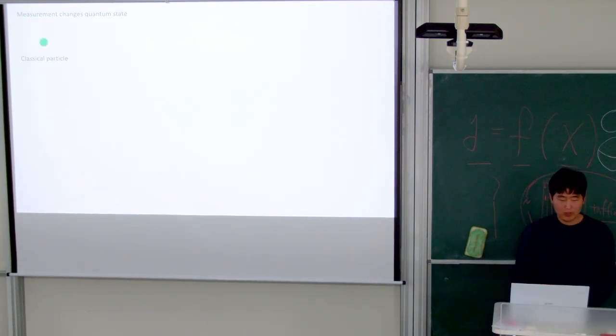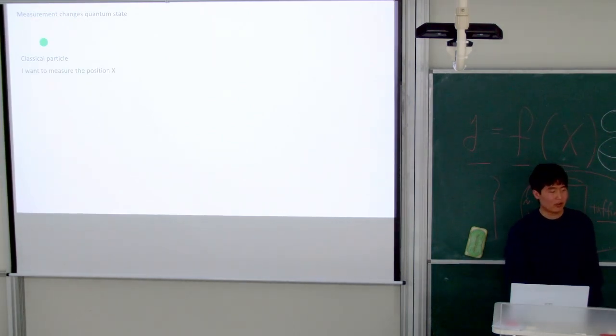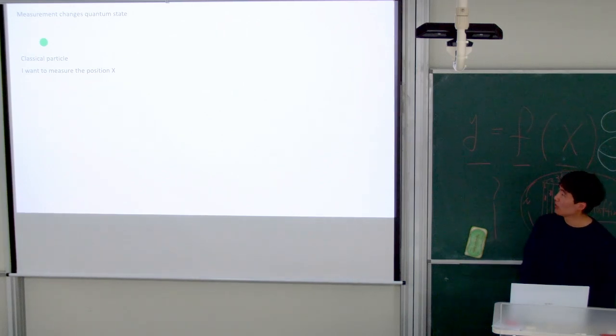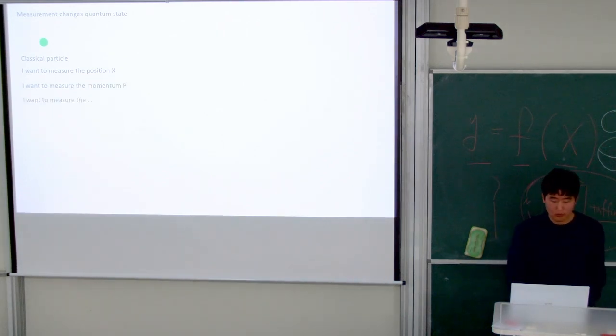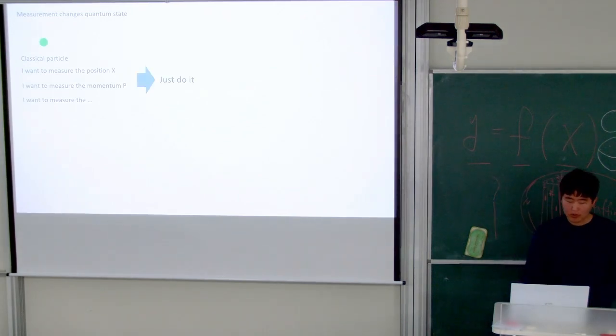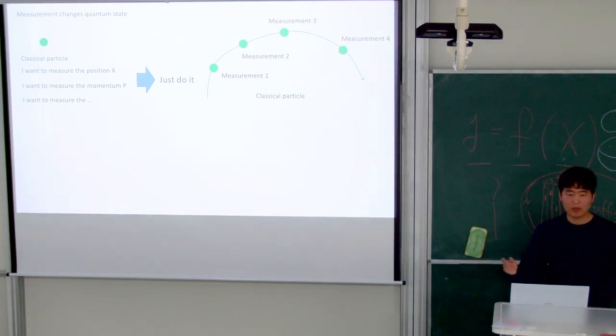So if you have a classical particle, I can say something like this: I want to measure the position x. I want to measure the momentum of this particle. We can just do it, and we can also do it many times, like measurement 1, 2, 3, 4. It does not matter. You can continuously measure.